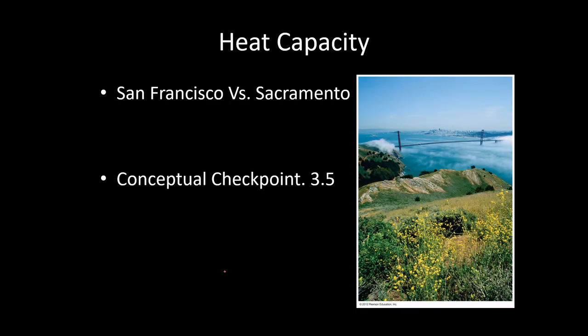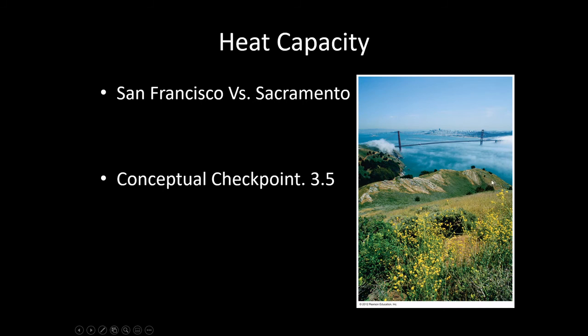This, by the way, is one of the reasons why there's such a dramatic difference between San Francisco and Sacramento in terms of their weather, especially their temperature. San Francisco is almost an island, really. It has the ocean on one side, it has the bay on the other side, and then there's even water kind of here. It's not quite as much water there, but it's essentially surrounded by water.